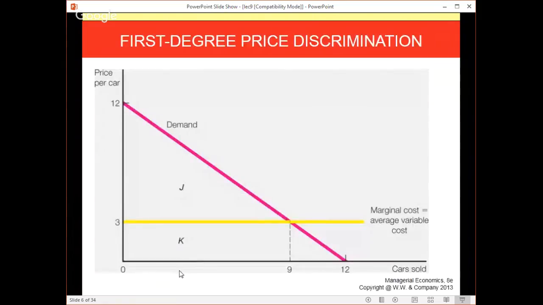Let me draw a graph. I have my demand curve. I have my marginal revenue curve. Black one. And a marginal cost curve.